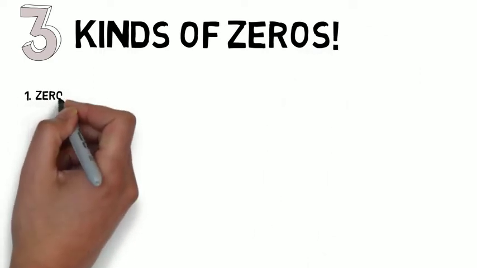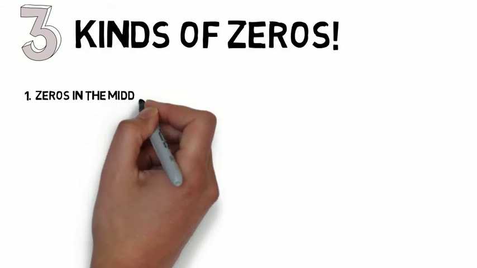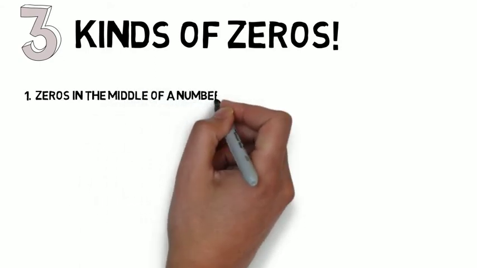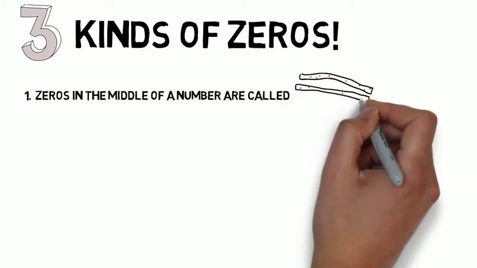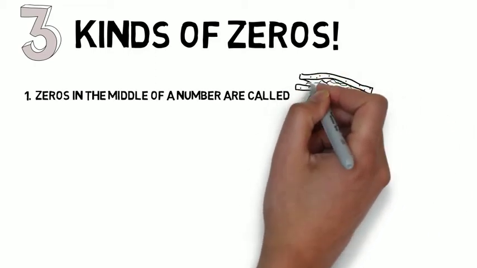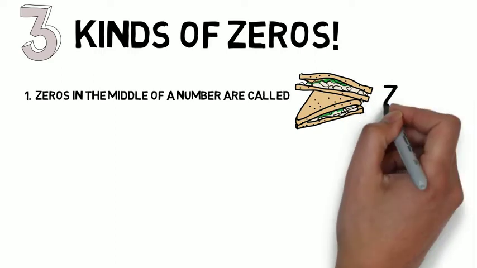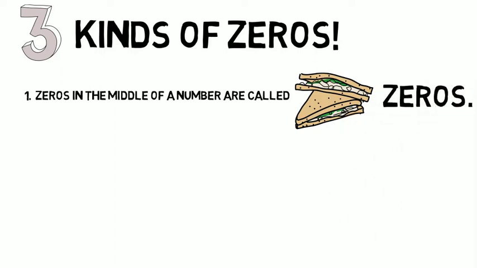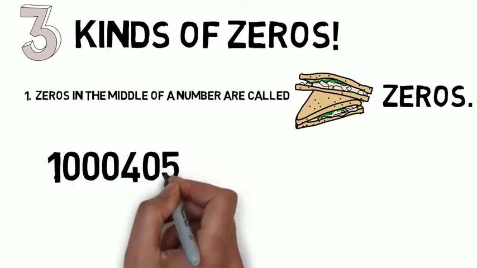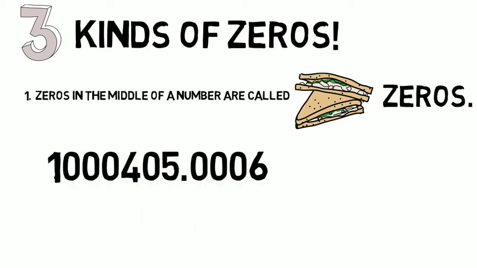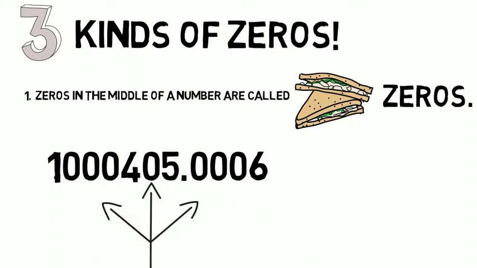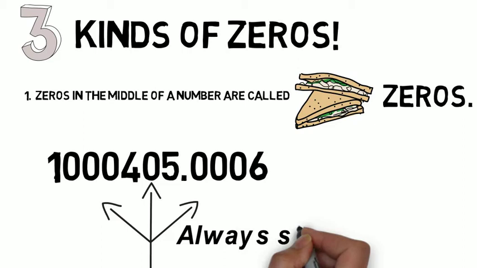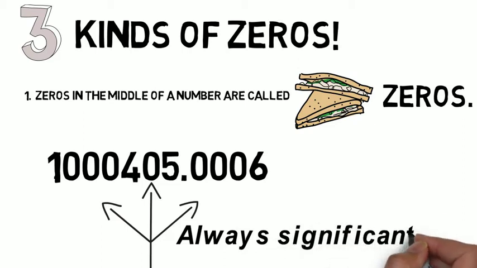The first kind of zero is a zero that occurs in the middle of a number. We call this a sandwich or a captive zero. Sandwich or captive zeros, zeros that occur in the middle of a number, are never placeholders. They are always measured and they always count, meaning they're significant, they're important. So here in this number, we have several captive zeros, and I want you to know that those are all significant. They all count towards your measurement. So once again, sandwich zeros are always significant, always count.